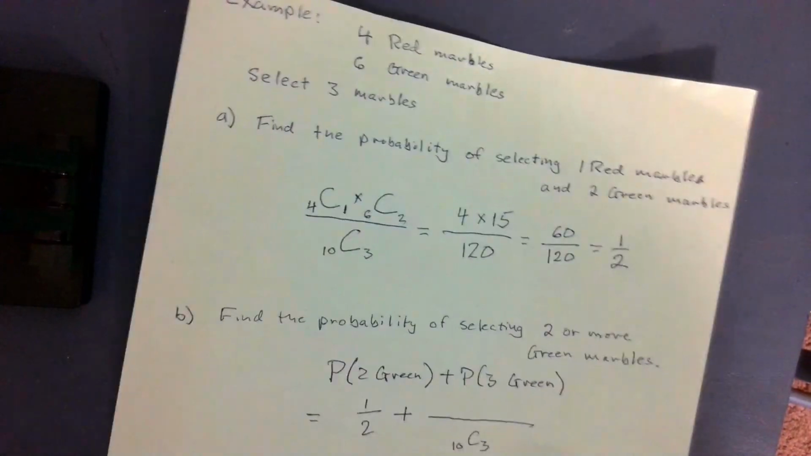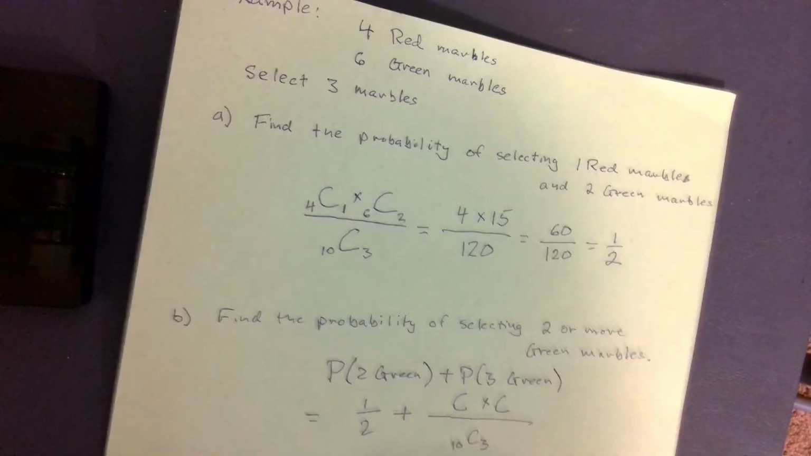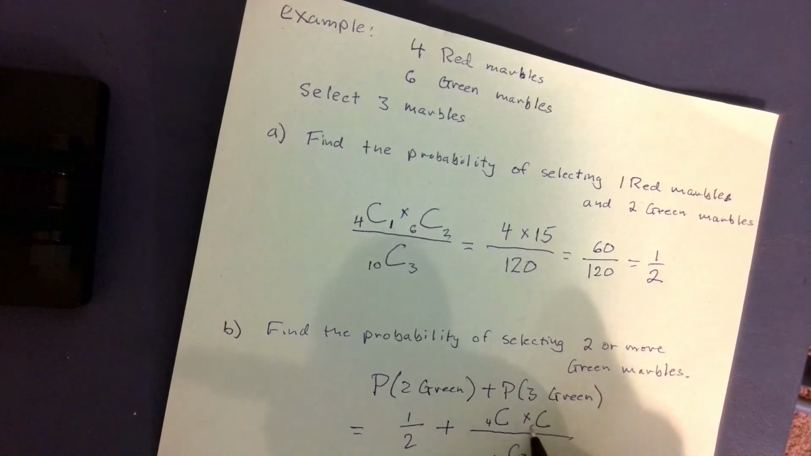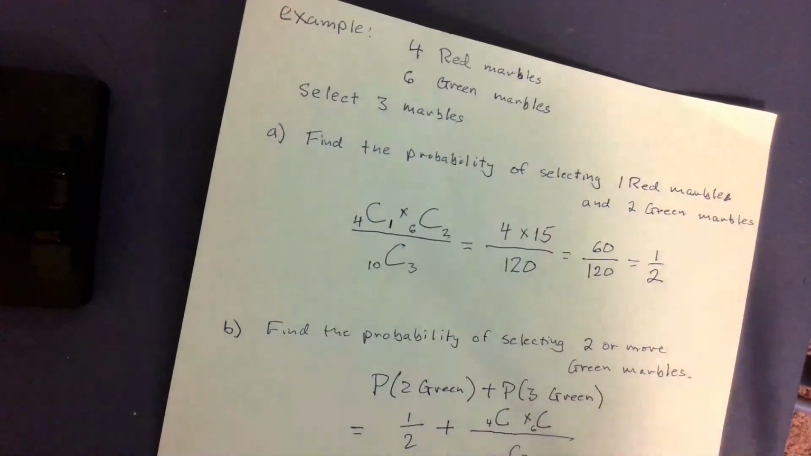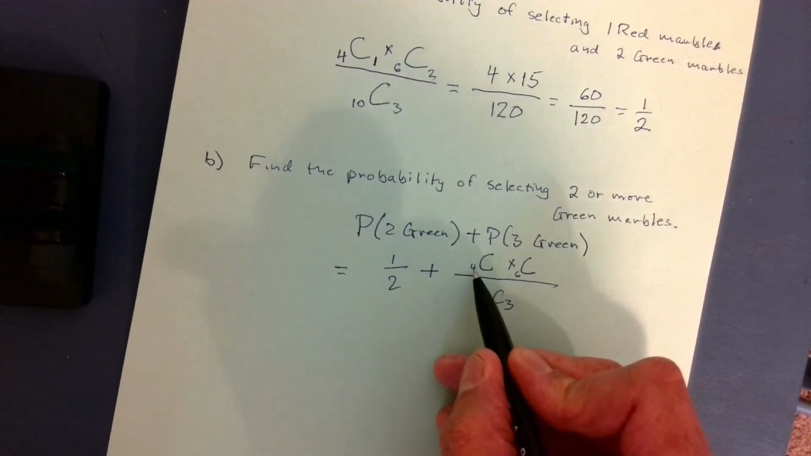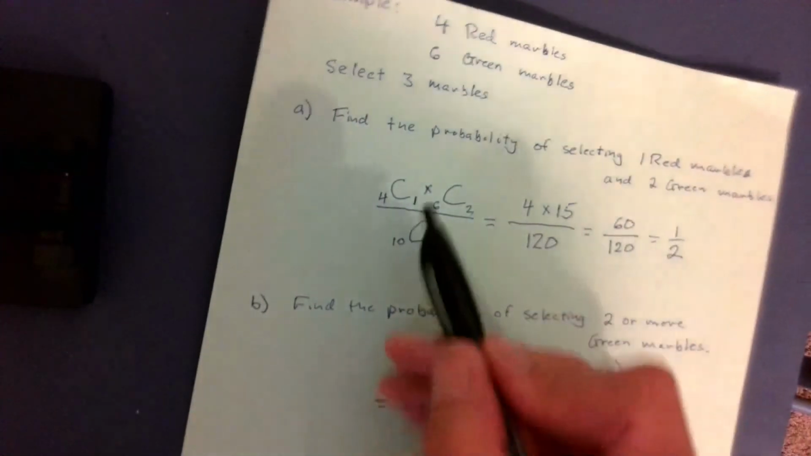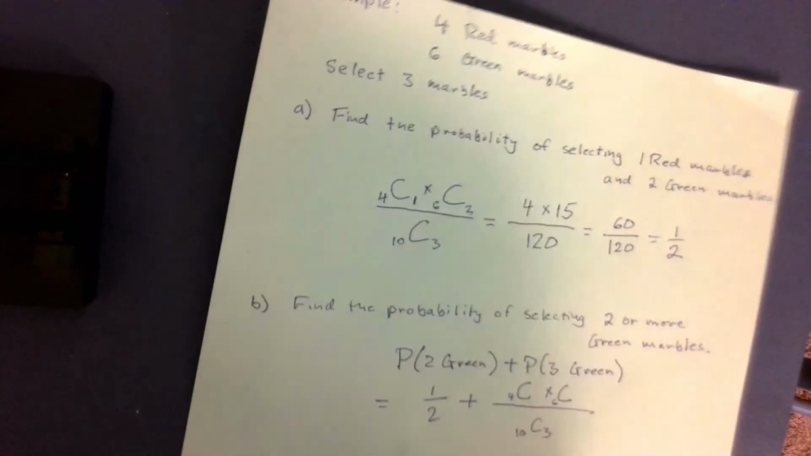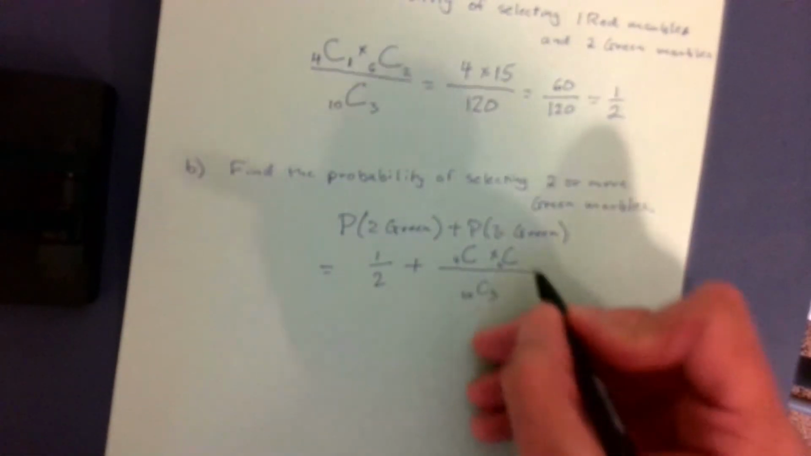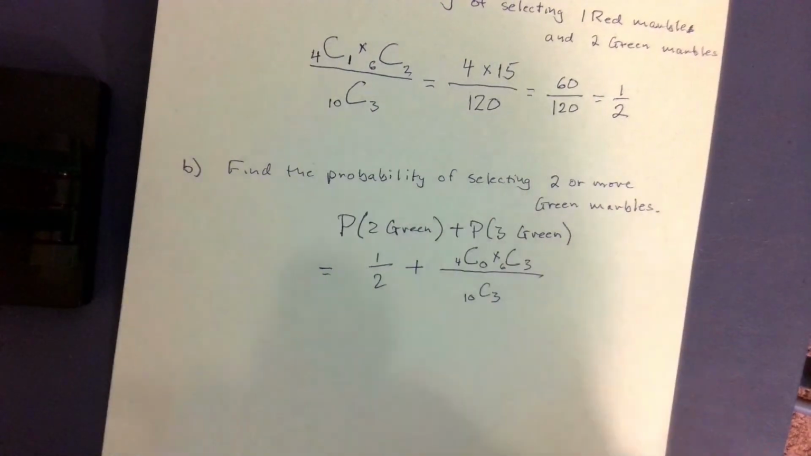So actually, if we compare this to part A, we will still have 4 and 6, just like we had for part A. So in front of the 2 C's we'll have 4 and 6 because we still have 4 red and 6 green. What will change is, in part A, the second numbers were 1 and 2. The second numbers will change when we select 3 green. So now we're selecting, out of the 6 green, we're selecting 3. And out of the 4 red, we're selecting 0.